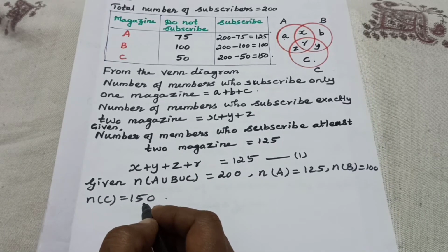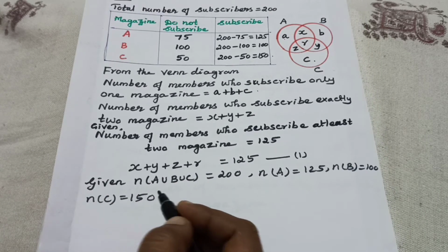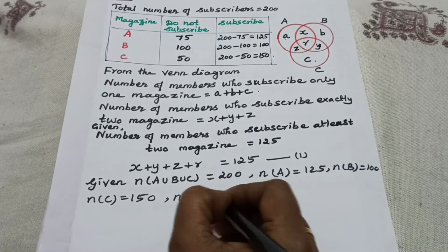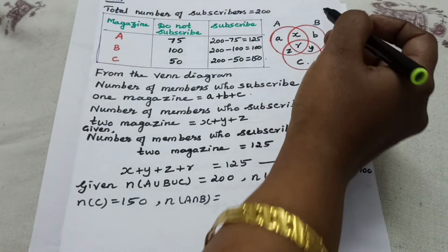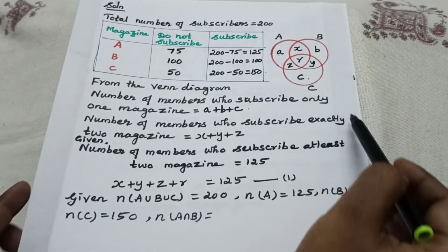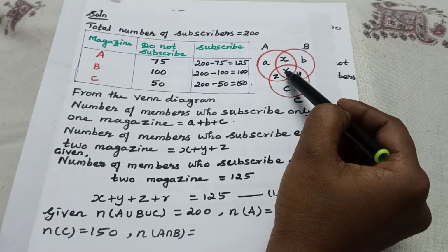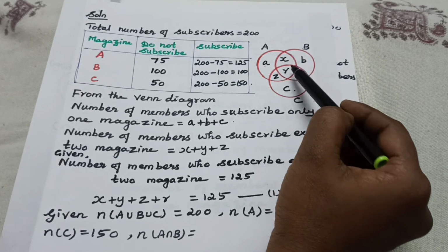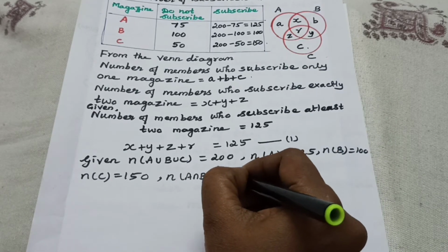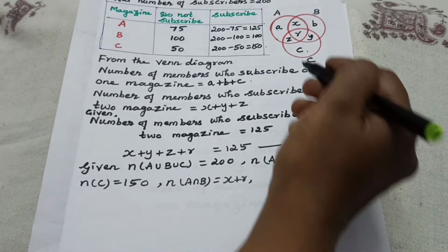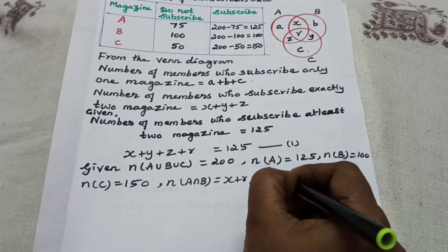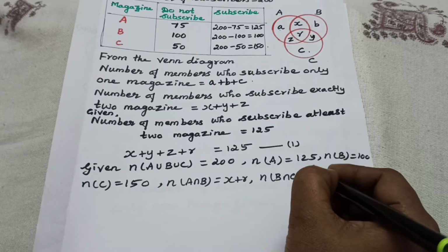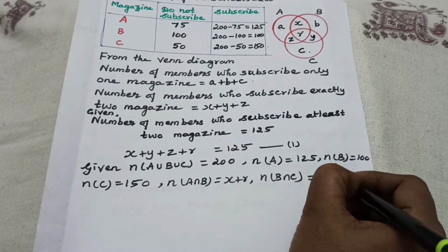Okay. Then next one, n of A intersection B, isn't it? N of A intersection B also we have to find. N of A intersection B means this area. Okay. You see here X plus R. A intersection B means this X plus R it will come. Then n of B intersection C is Y plus R.